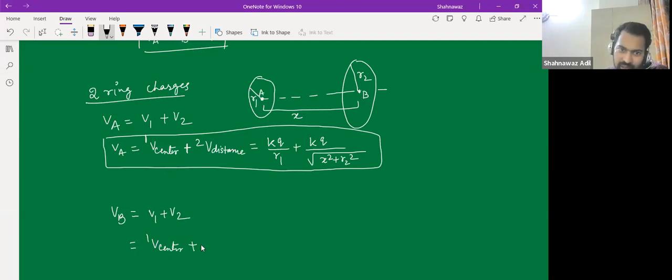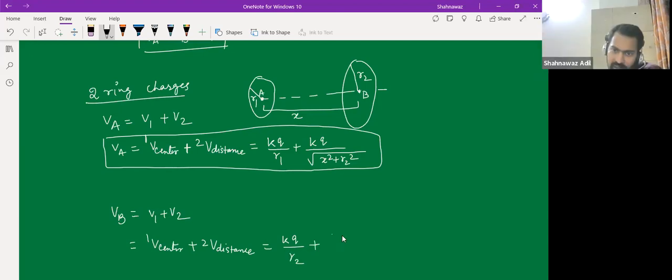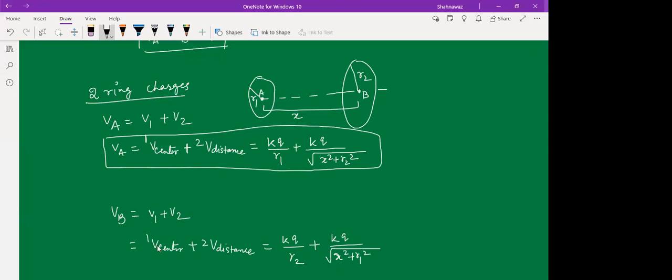So, due to this one, we have some distance. Again, this would be how much? The center one would be how much? KQ by R1 or R2? Yes. And then this is kq by root of x square plus r1 square. Is this clear to you guys? Clear? Yes, sir.